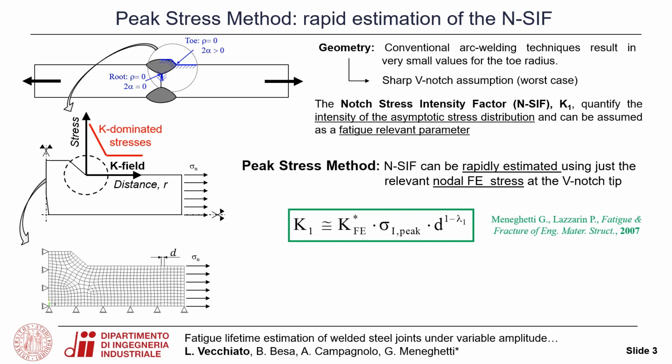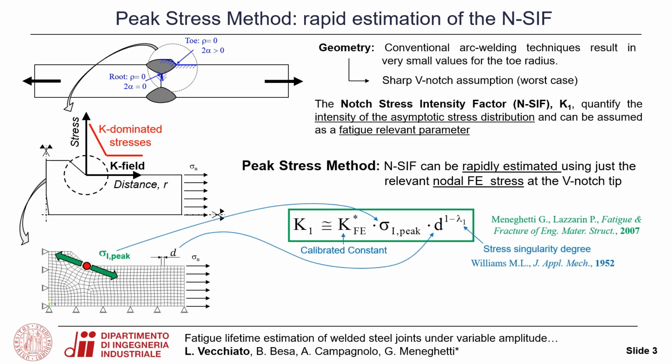The peak stress method is a numerical tool proposed by Meneghetti and Lazzarini in 2007 for a rapid estimation of this NSIF by means of linear elastic finite element analysis with relatively coarse meshes. The NSIF can be computed thanks to the reported expression, in which K_FE star is a calibrated constant. Sigma 1 peak is the nodal value of the opening peak stress evaluated at the V-notch tip. d is the average size of the finite element, and at last lambda is the stress singularity degree, which depends on the V-notch opening angle 2 alpha.